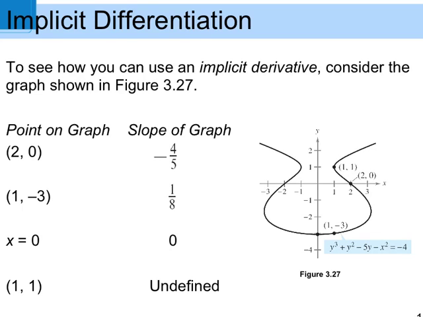Now, using that, you can plug 2 in for x and 0 in for y and get a slope of negative 4/5. So at the point 2, 0, your slope is negative 4/5. At the point 1, 1, your slope is undefined. Where x is 0, that's right here. It's actually 0, negative 3, but where x is 0, your slope of your graph is 0, and so on. So any ordered pair on this graph, you can plug in the x and y to that equation, and you can get the slope.